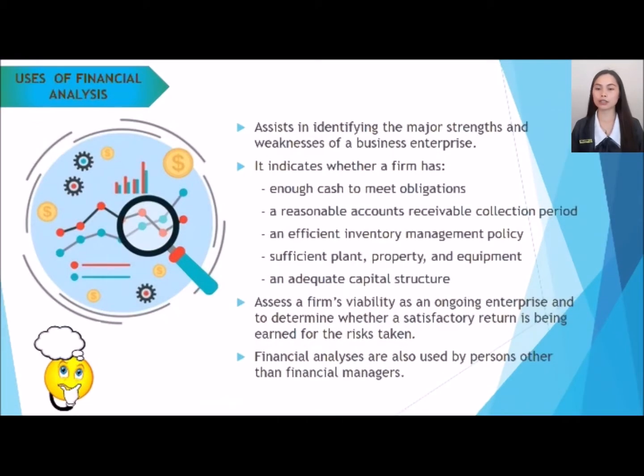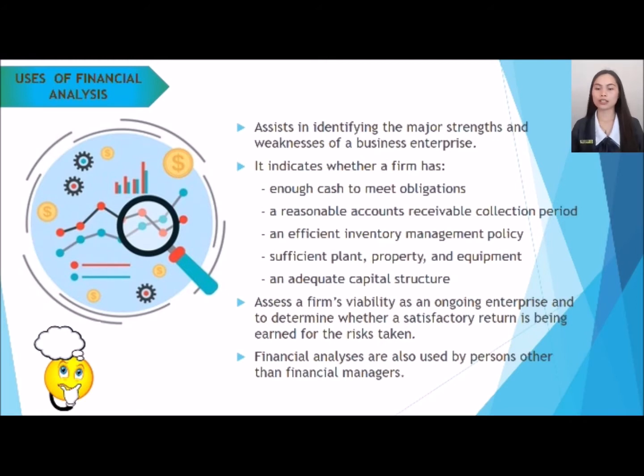So first is the uses of financial analysis. A financial analysis assists in identifying the major strengths and weaknesses of a business enterprise. So it helps the company to determine its strengths and weaknesses. It indicates whether a firm has enough cash to meet obligations, a reasonable accounts receivable collection period, an efficient inventory management policy, sufficient plant, property, and equipment, and an adequate capital structure.